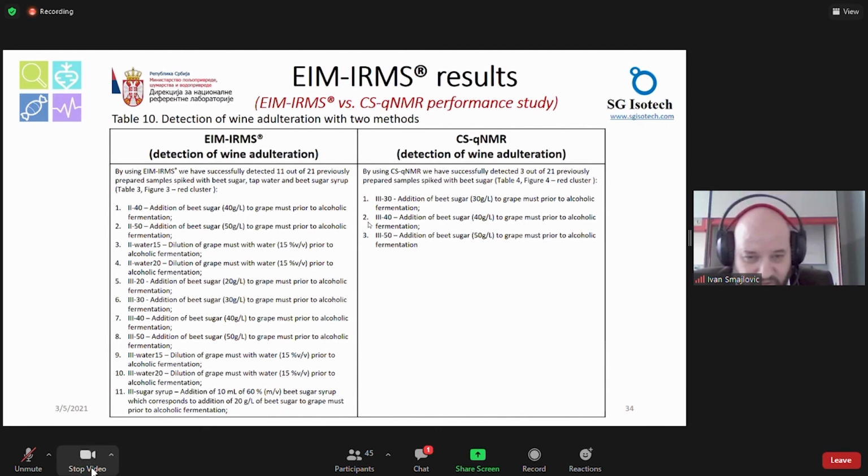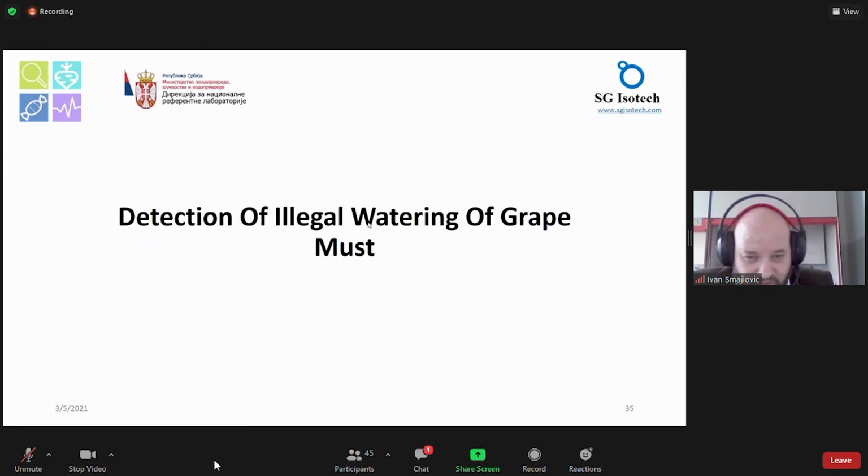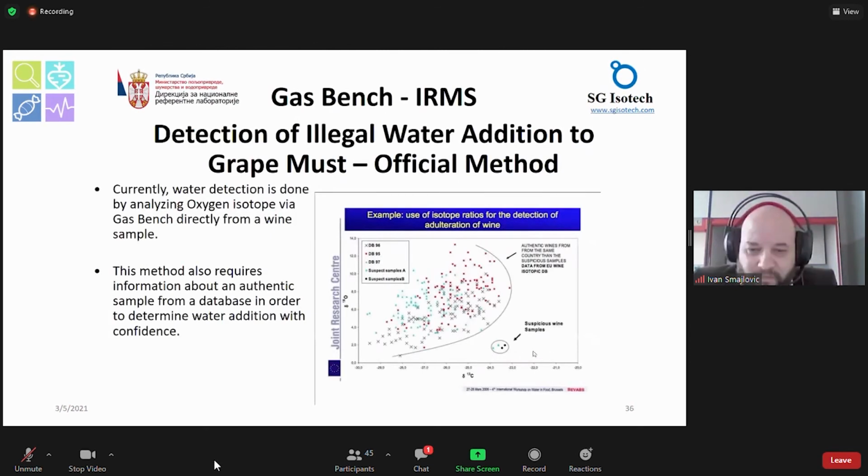We cannot say it is diluted water, but maybe it is another wine from this region. But in another way, with EIM, we can detect added water from ethanol, and it is detected as a legal practice.